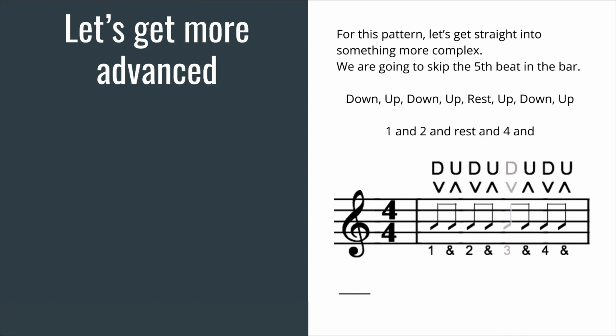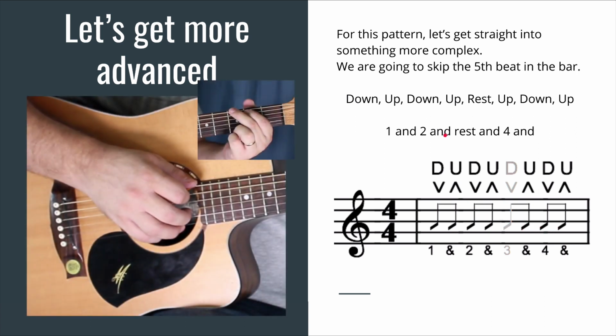For this pattern, let's get straight into something a bit more complex. We're going to skip the 5th beat in the bar, just the 5th. So here we have 1 and 2 and 3, which is the 5th note in the bar, or the 5th quaver. And then we have 6, 7 and 8. So it will sound like this.